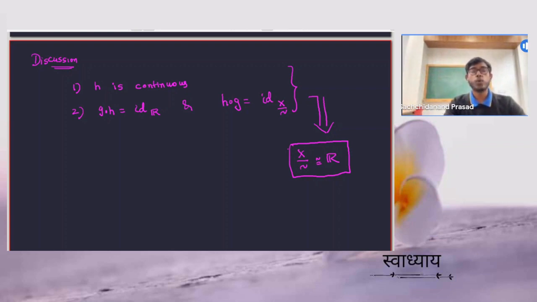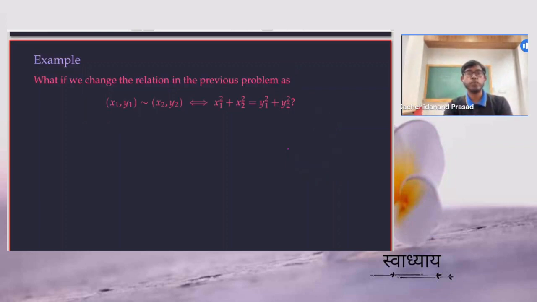So let's go to one more example, a similar one, but that I'll leave for you in the discussion session. Now instead of x plus y squared, we are taking x squared plus y squared. Again, the same problem: the relation we are changing is that (x1, y1) and (x2, y2) are related if and only if the squares are the same. So what are the equivalence classes here?